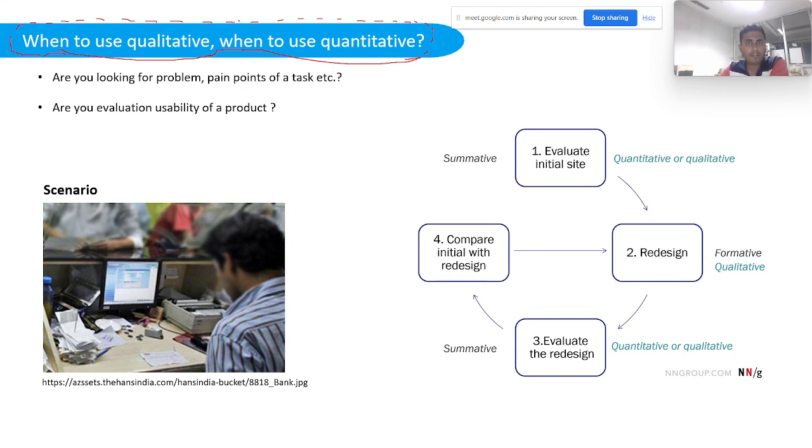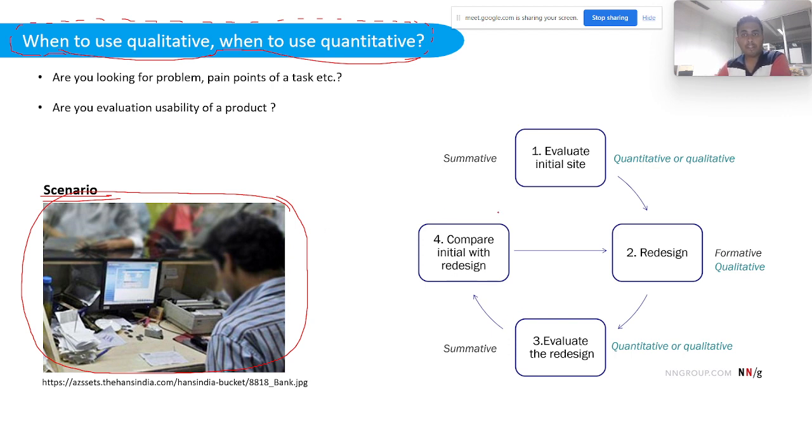So in a particular design project, when you try to evaluate a particular scenario and then try to design something, evaluate the design, the nature of the user study may change from qualitative to quantitative. Sometimes it will be both, it can be a mixed method also.